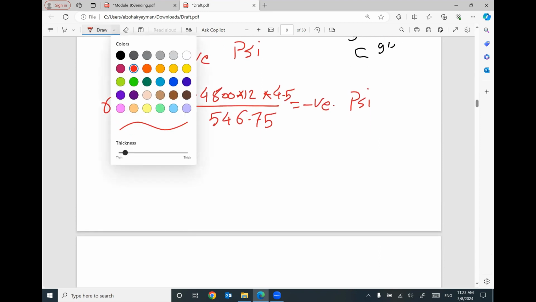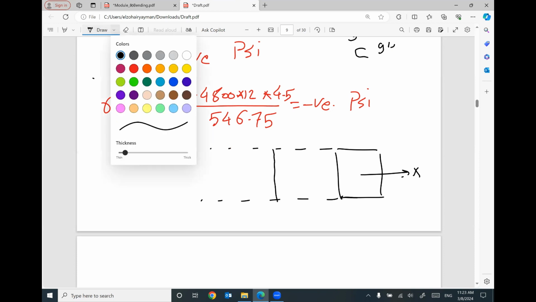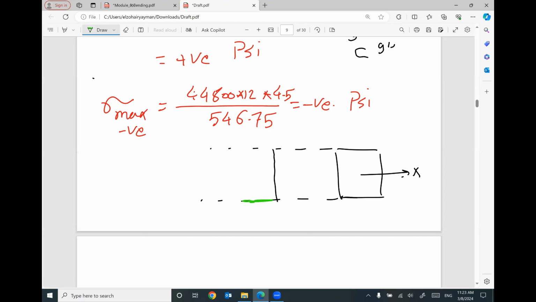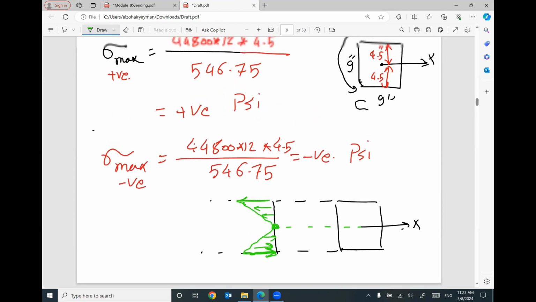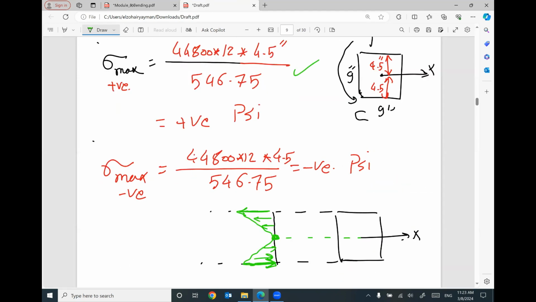If you would like to draw the stress distribution, here is the neutral axis. I will project the cross section to be this line. I will have this compressive stress. I will have this tensile stress. I will have 0 at the neutral axis. Then this is the stress distribution on the cross section. But the problem asked for the absolute maximum bending stress, so it will be this one or this one, both of them the same, regardless of positive or negative.